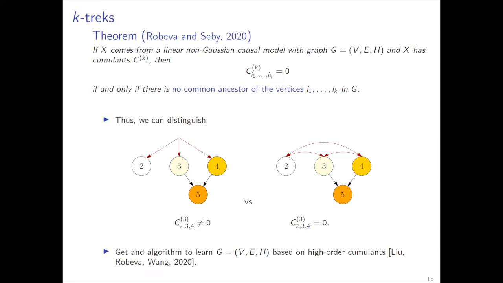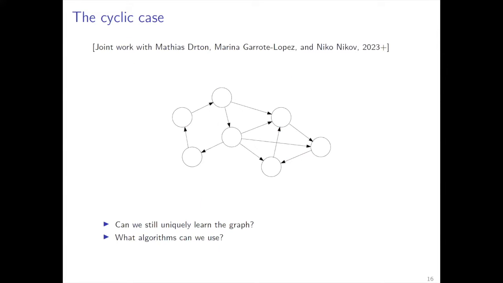Okay, so this was the case for hidden variables. Now we can use moments and cumulants to learn these graphs with hyperedges. For the rest of the talk, I would like to talk about the cyclic case, meaning what happens if there are directed cycles in the graph.